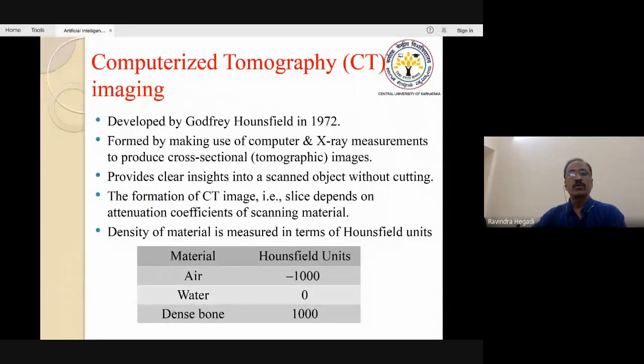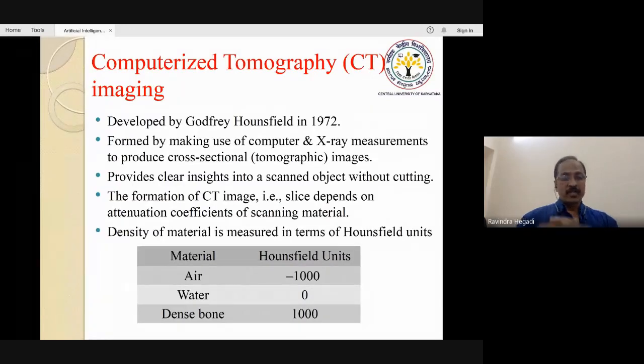Now let us come to CT imaging. We have to understand more about this because we are going to use the CT imaging technique in our entire experiment. Computer tomography, or computer aided tomography, was developed by a person called Godfrey Hounsfield. He developed this in 1972. It was a revolutionary innovation.